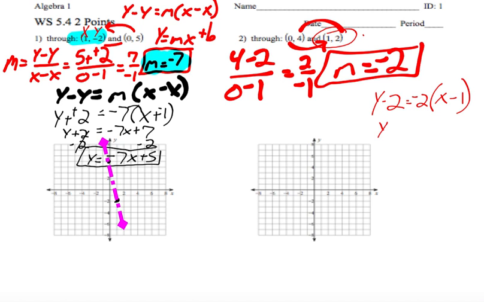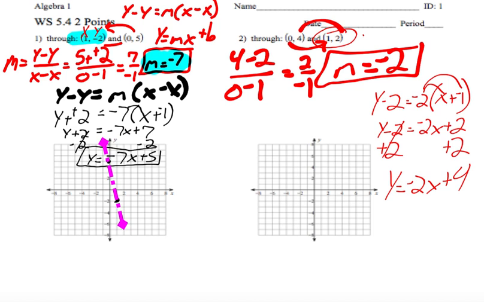So we will distribute first. So we get negative 2x. And then I'm going to add the opposite here, so x plus negative 1. As I distribute to the second term in the parentheses, I drop the plus sign down. We have negative 2 times negative 1, which is positive 2. Last step, solve for y. Undo subtracting 2 by adding 2. So we get y equals negative 2x plus 4.